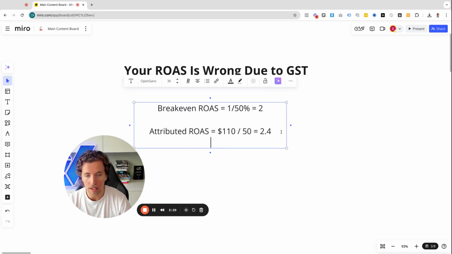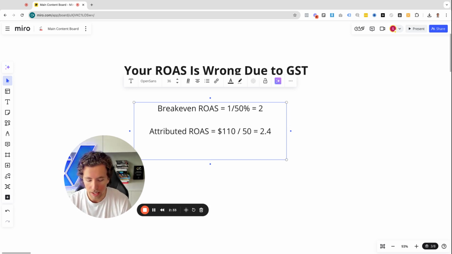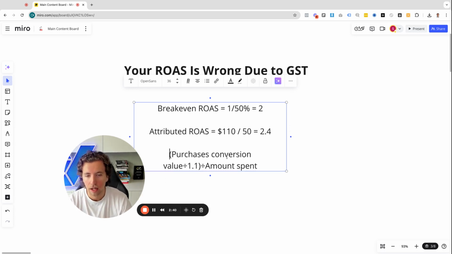And so the way to do this is you go and you create a custom column or a custom metric within Facebook, and you create that custom metric based on the following formula, which is purchases conversion value divided by 1.1 divided by amount spent. This formula right here will give you an adjusted return on ad spend figure that takes into consideration the fact that your conversion value is going to be inflated by 10% due to that attributed GST.